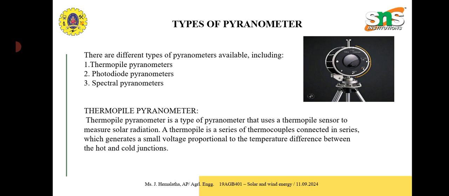First, we are going to see about the thermopile pyranometer. It is a type of pyranometer which will measure the global radiation by means of a thermopile sensor. It is a series of thermocouples connected in series, which is designed to measure the broadband of the solar radiation flux intensity.